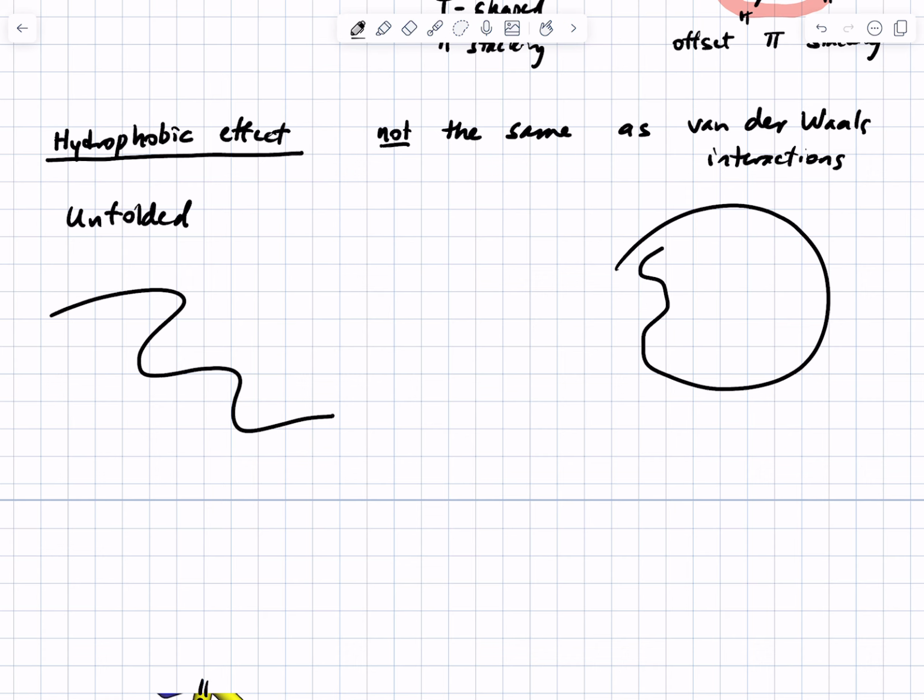That's terrible, I know, but it's a cartoon. It's not even a good cartoon. We're going to draw some nonpolar side chains at various positions. I'm just drawing a few of them. And then I'm going to draw some polar side chains with some positive and negative charges at various places, okay?